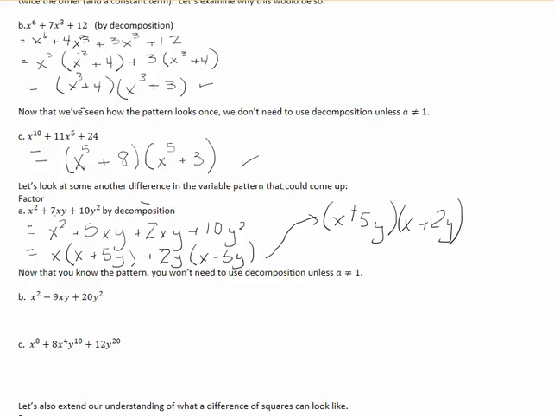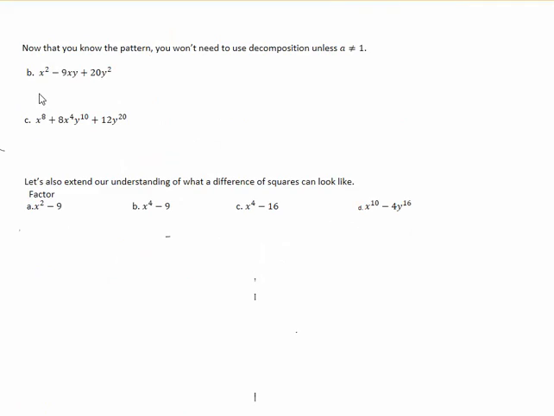Now look, it's very similar to just putting in magic numbers, except for now we have a y on the end to account for the y squared that's attached in the third term. Now let's solve this example here. Now that we know our patterns, we don't have to go through decomposition anymore. So we can just find our magic numbers that work.